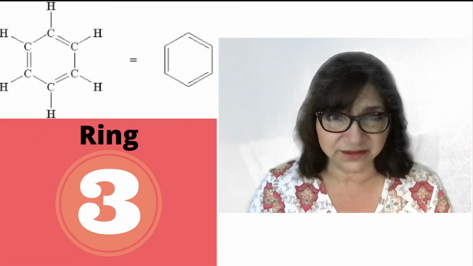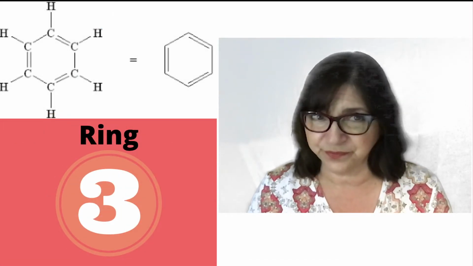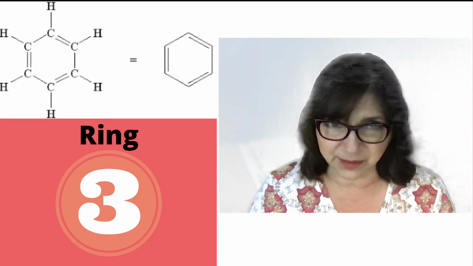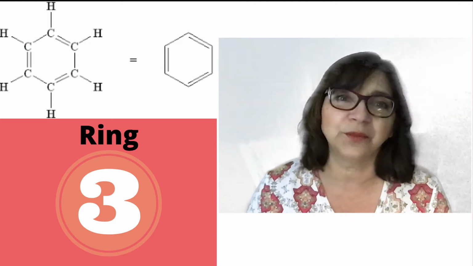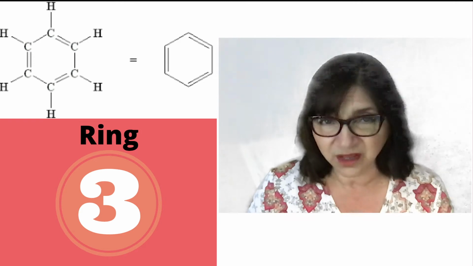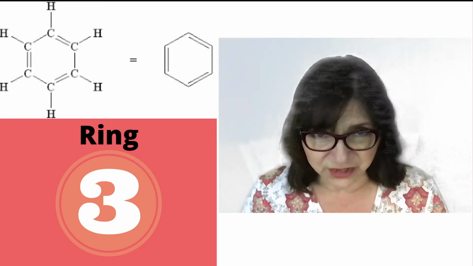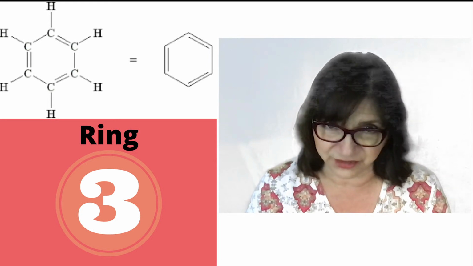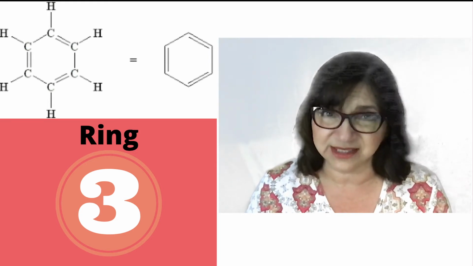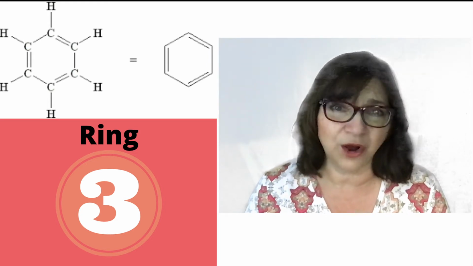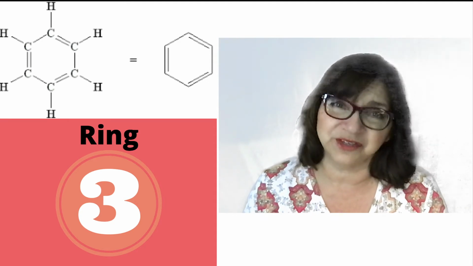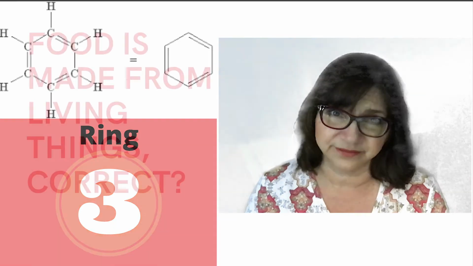The third one is a ring structure. You can see on the left the hydrogens coming off of all of those carbons in that ring. Well, on the right is the same structure, just written in a different way. It's a little neater without all of the hydrogen showing. It's just assumed that if carbon is at each corner, it's going to have hydrogens coming off of it.